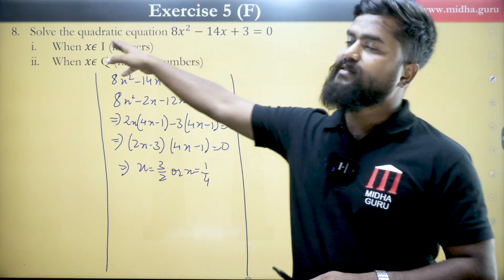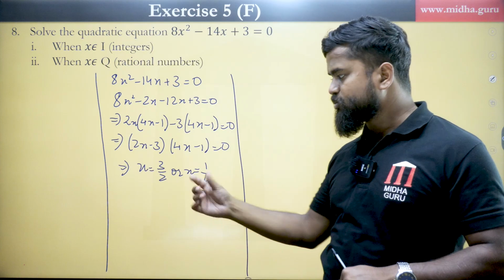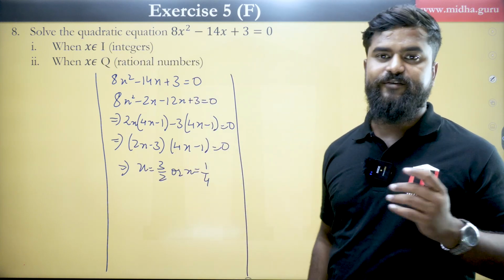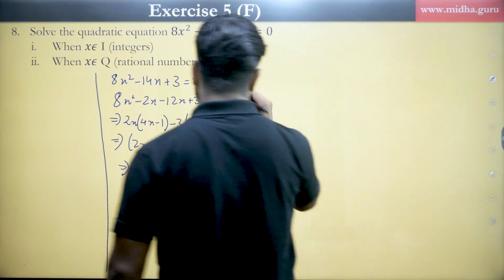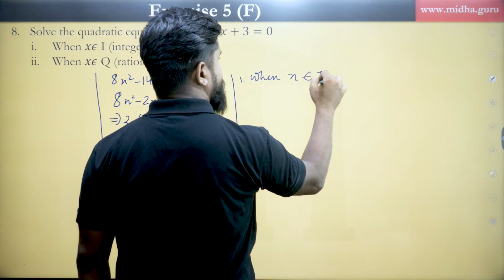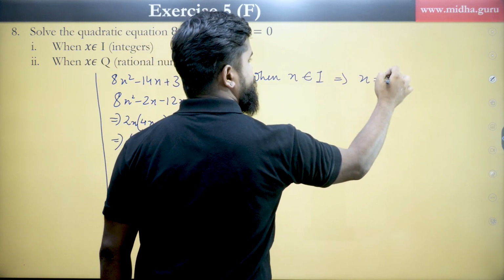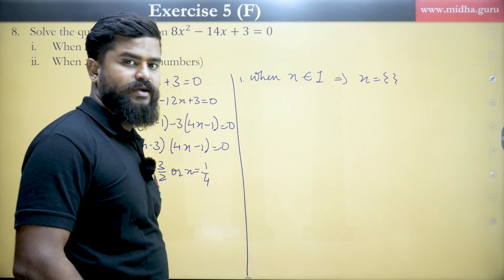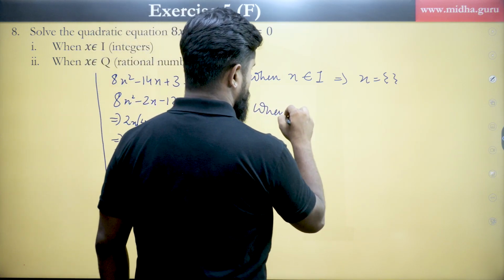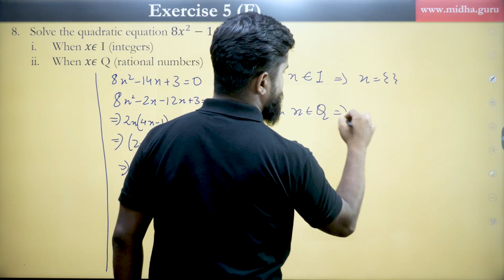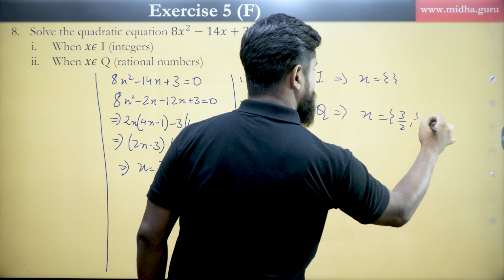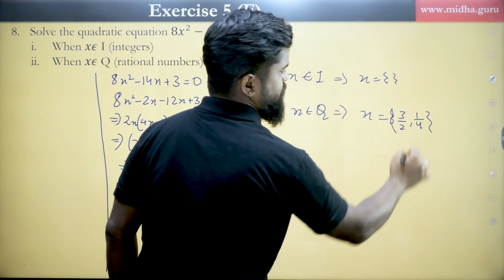Now it says when x is an element of integers. We know that the two values from this equation are 3 by 2 and 1 by 4. And none of them qualify as integers. So when x is an element of integers, we can say that x is a null set. It has no values. The second, when x is an element of rational numbers, we can write x is equal to 3 by 2 and 1 by 4.